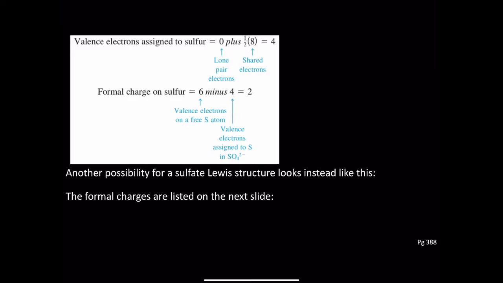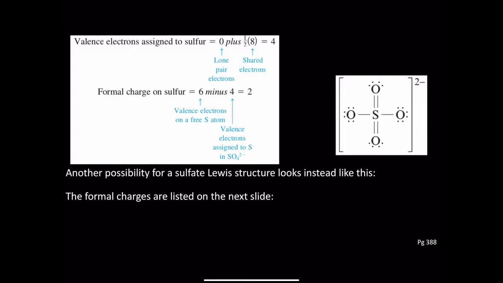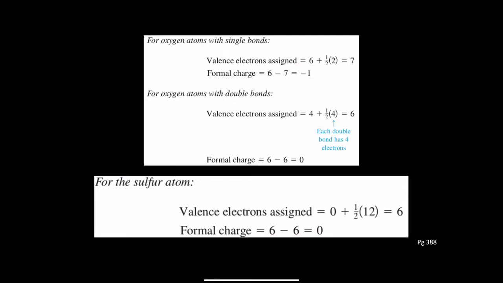So then there is another possibility for a sulfate Lewis structure, okay? The formal charges are listed on the next slide, but this would also function properly if we have sulfur-oxygen double bonds, except, just a quick note, sulfur now would have 2, 4, 6, 8, 10, 12 electrons in its valence shell. So let's look at the next slide and see what that might mean.